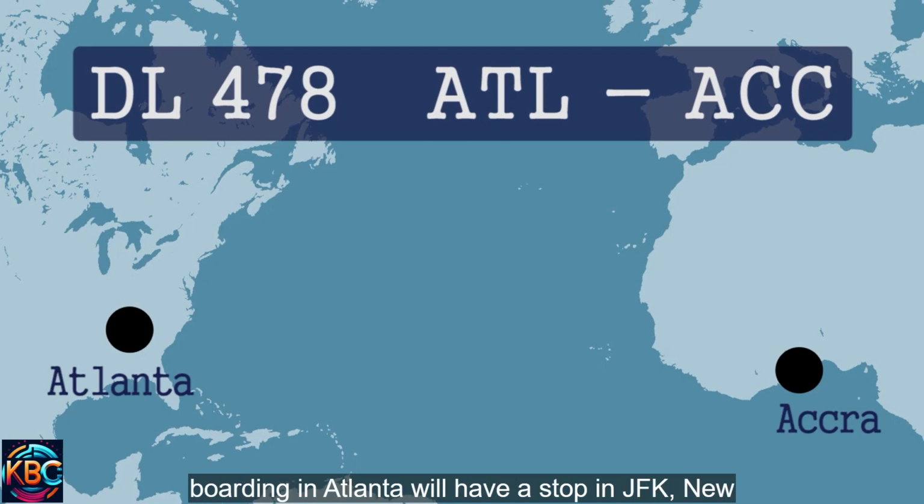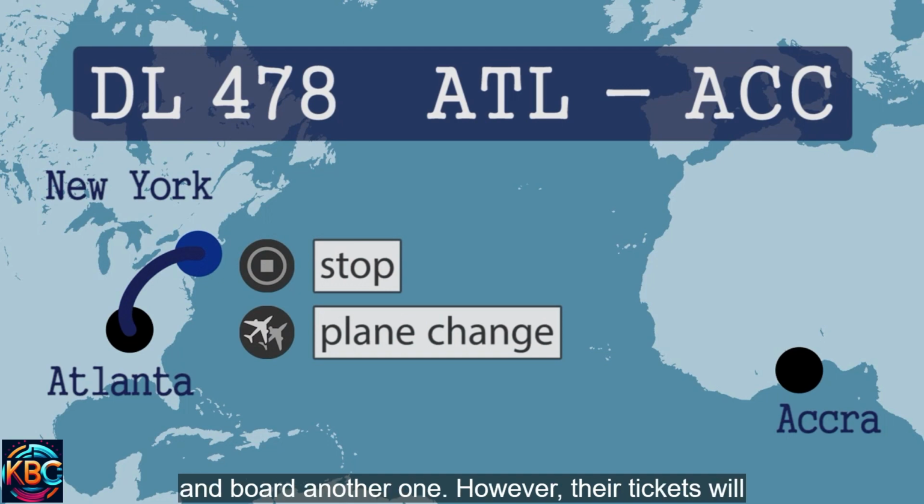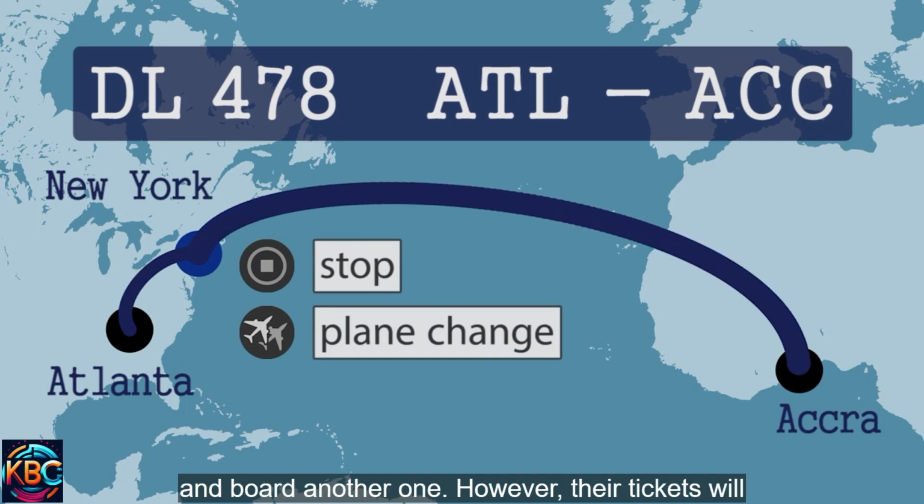Travelers boarding in Atlanta will have a stop in JFK, New York, where they will have to get off the aircraft and board another one. However, their tickets will show only one flight number, and that is DL478.